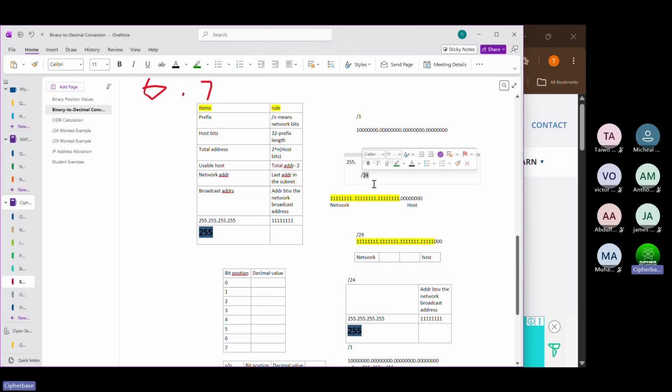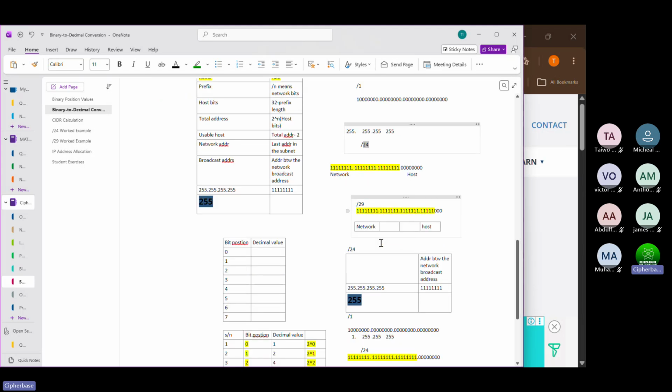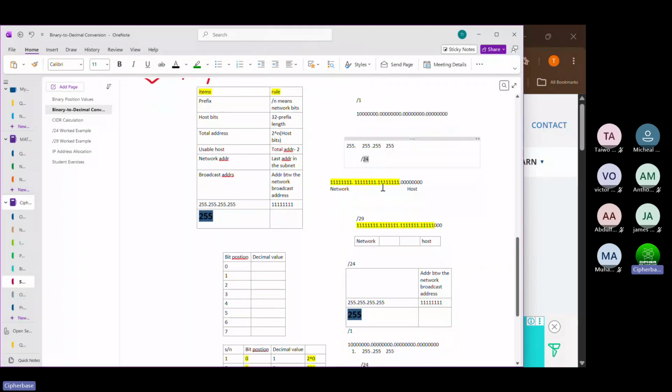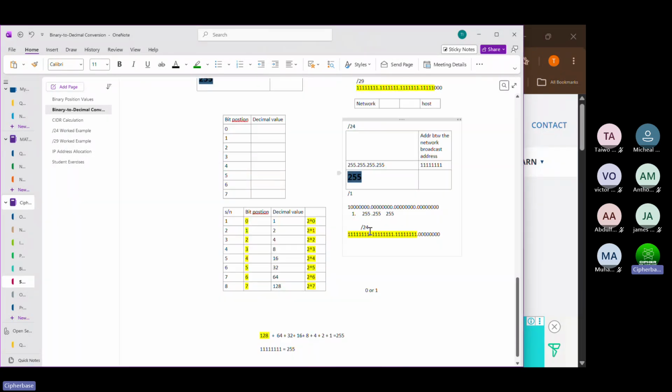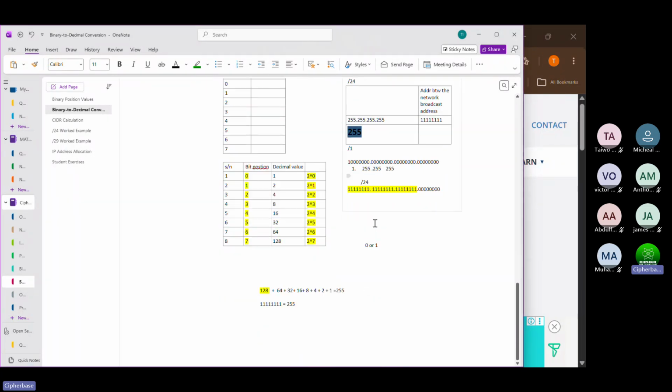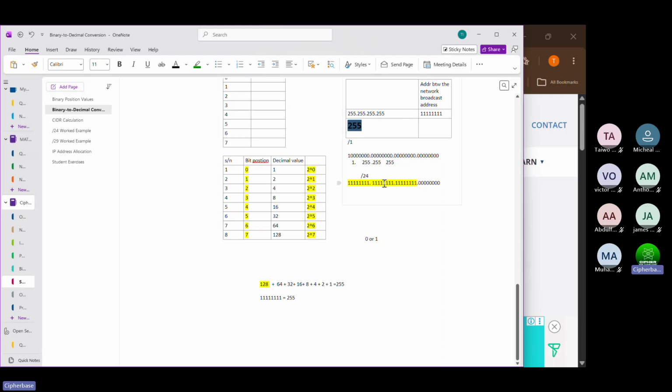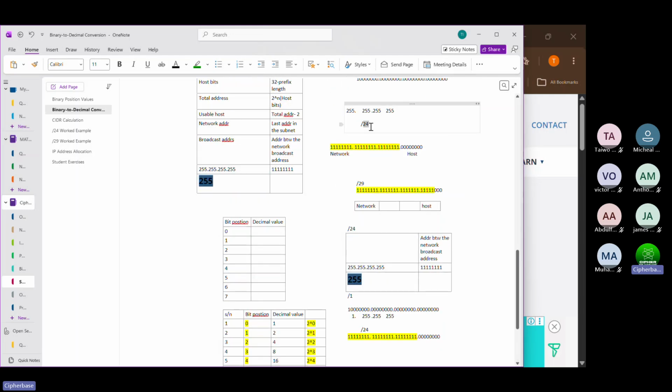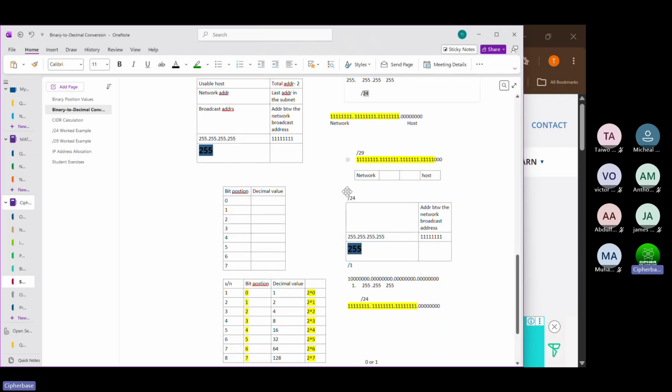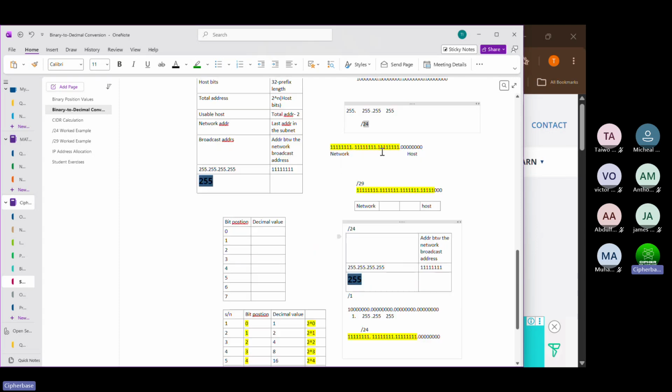If you're given /24, how will you convert it to a network? How will you know the number of hosts, the number of devices that can be connected to it? That's our goal. If we are given /24, we want to know how many devices can connect to this network. Everything here is 32.